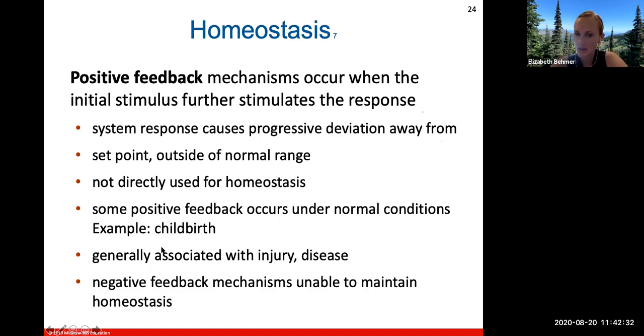Positive feedback is also associated with injury or disease. So let's say you get cut, a positive feedback mechanism would send platelets and blood clots to the level of injury to try to stop the bleeding. So that would be an example of positive feedback. They would continue to send more and more platelets, more and more clotting to try to stop that place of injury. Negative feedback mechanisms are unable to maintain homeostasis completely. It can be kind of a balance of both.